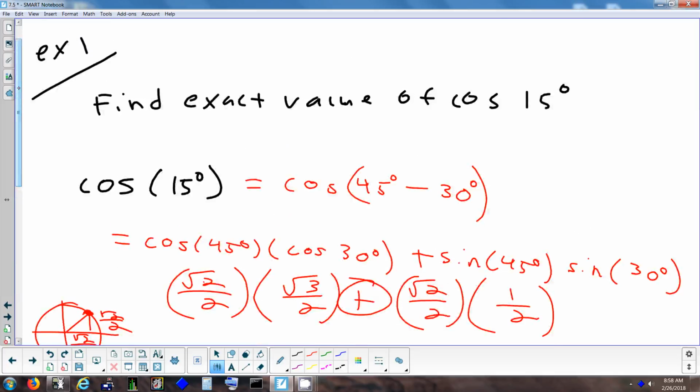Okay. And there's other ways to get 15. If I had taught you the sum formula, which we'll do in a minute, you could probably figure out a way to write 15 as a sum using a negative number and a positive number. Multiples of 30 and 45. Sometimes it just takes a little practice to figure it out, but you can do it.